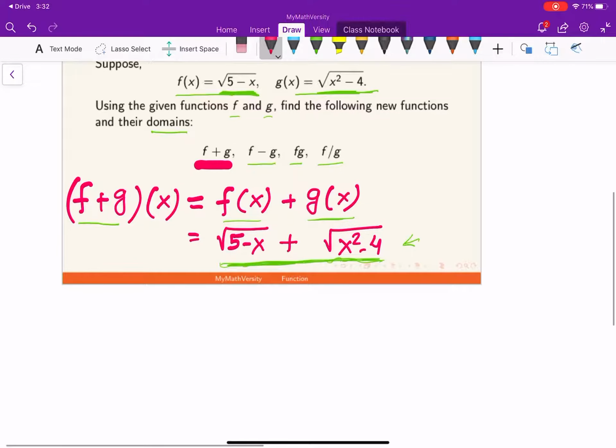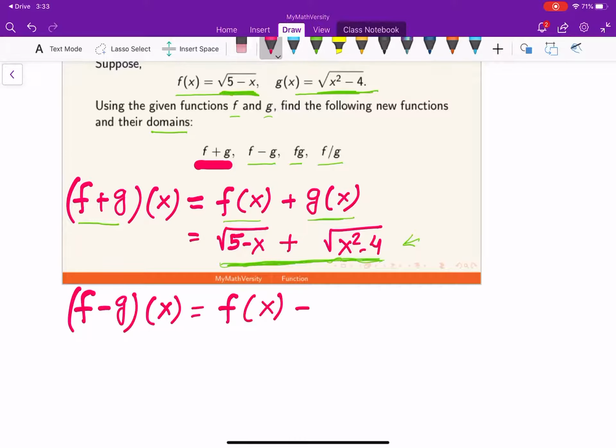Let's do the same thing to find f minus g of x, using the definition of the difference of two functions, which is f of x minus g of x. We already know f of x is given as the square root of 5 minus x. So we copy that, minus the square root of x squared minus 4, and this is the difference between the two functions f and g.